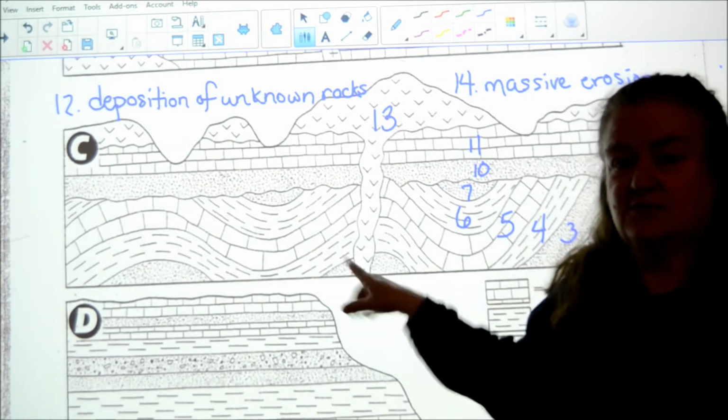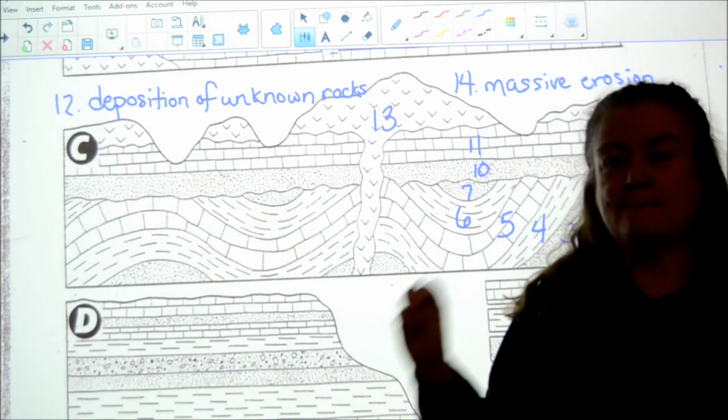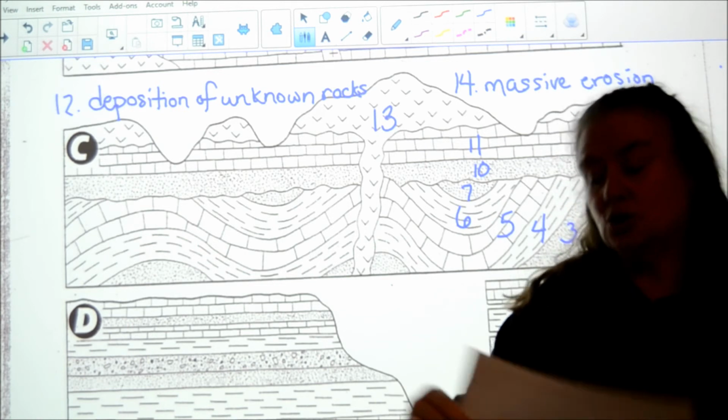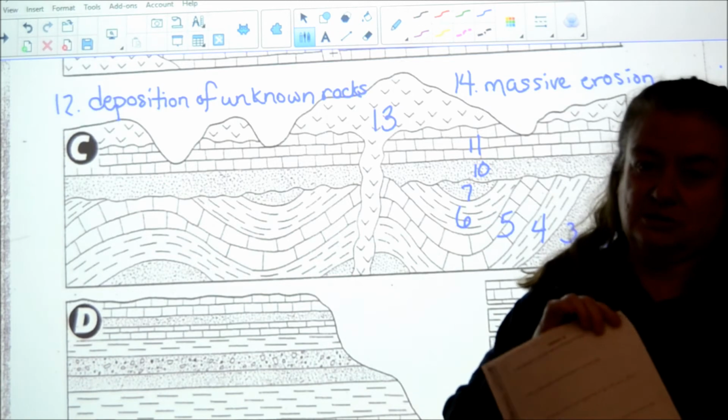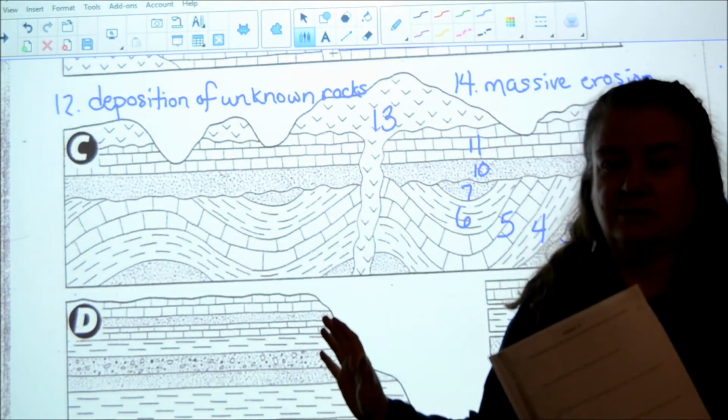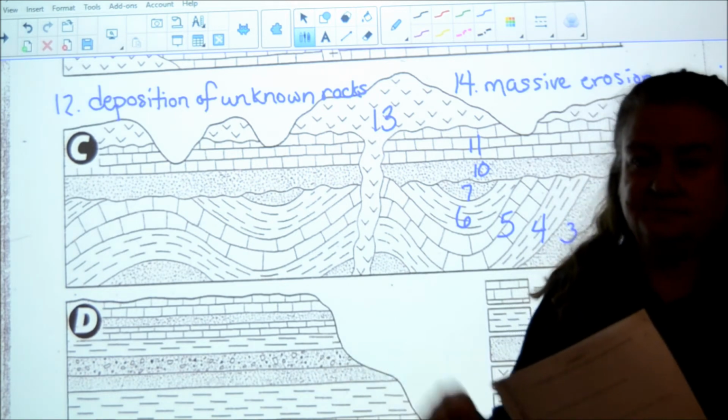We're going to write up the data for C together. You're going to have to do A, B, and D on your own. And yes, you are going to have to answer the questions. So you're going to type all of this up and you're going to email it to me. All right, I'll be back in a minute.